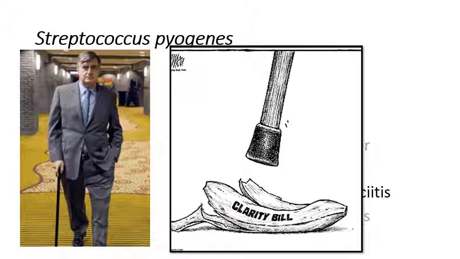So Lucien Bouchard is the most famous Canadian ever to get necrotizing fasciitis from Streptococcus pyogenes. I will not ask you that on a test. I will never ask you that on a test. That was purely for entertainment purposes.